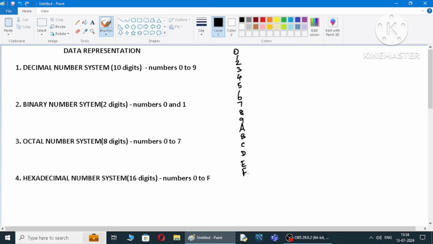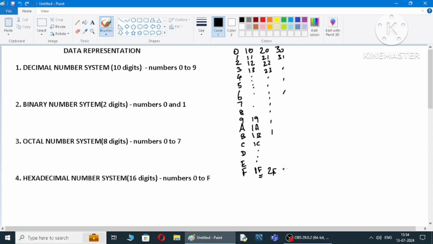Now consider A to F also as digits. Then you will know how to write 10, 11, 12, 13, 14, 15, 16 up to 19. Then 1A, 1B, 1C up to 1F. Now F is the maximum digit, so with 1 the maximum has been reached. So now I move on to 20, 21, 22, 23 up to 2F.